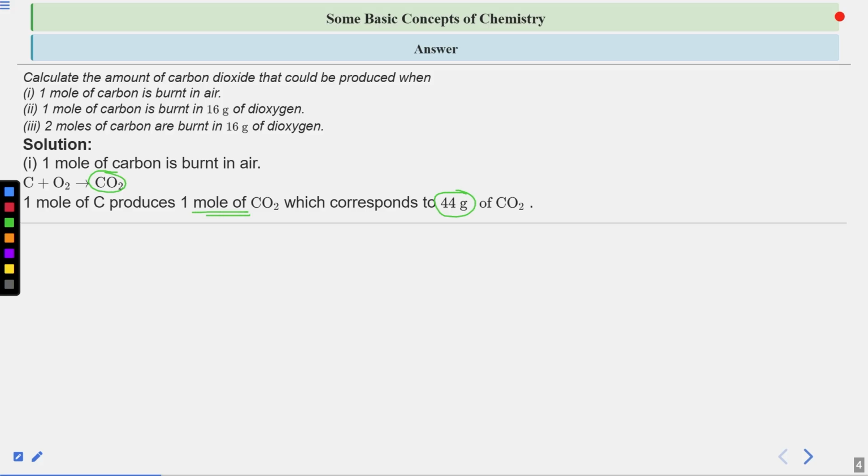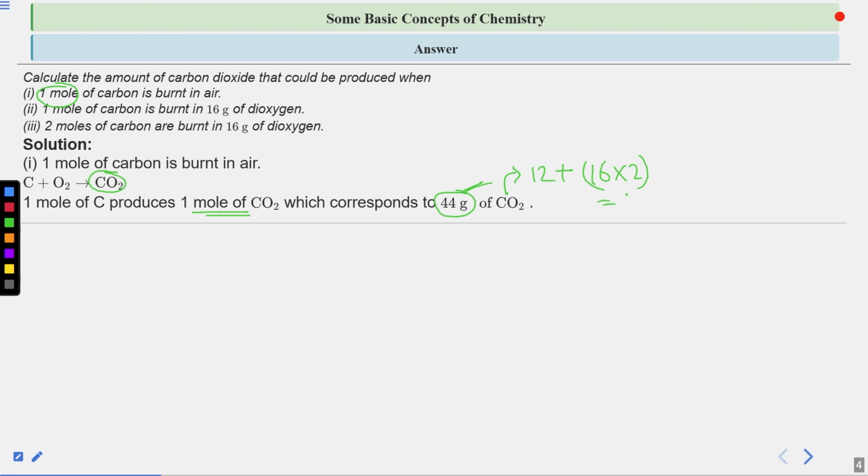So we are given 1 mole. If 1 mole of carbon is burning, it is clear from the equation that we will get 1 mole of carbon dioxide. And in 1 mole of carbon dioxide, we have 44 grams. It's very easy. Carbon has 12 as the atomic weight, oxygen has 16. Since 2 oxygens are there, multiply by 2, and you will get 44 gram.